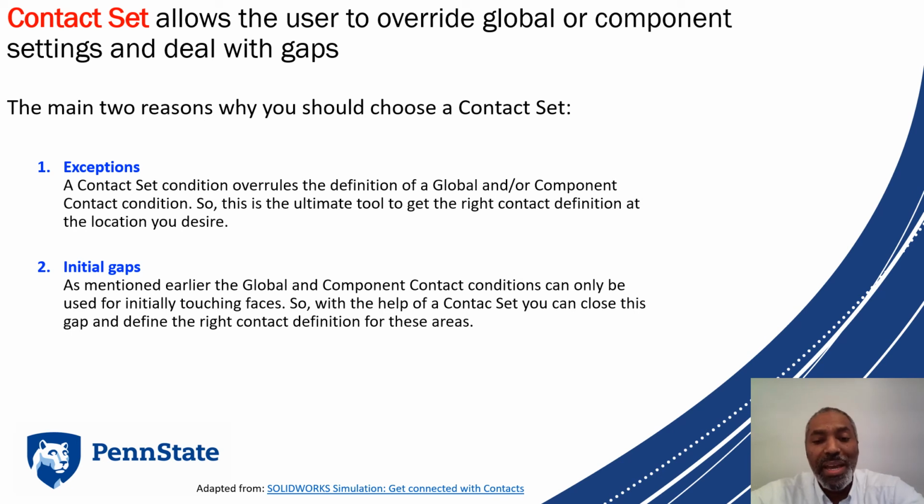another way you can deal with those gaps is to just directly assign faces to a contact set group. Directly assigning the faces to that group then tells the program to assume these are going to be in contact with each other and puts restrictions on them.